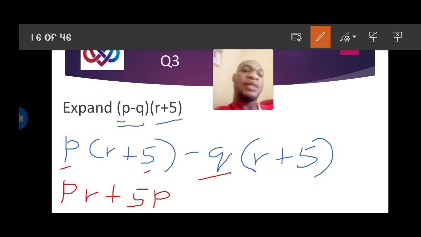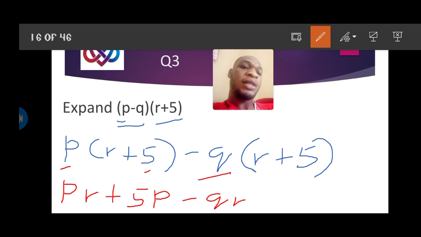Now this minus q, and this is r. So this is a negative number multiplying a positive number, so it's going to be negative. Minus times plus. There's a plus at the back of r; it's just that it's not showing. It's an imaginary plus. So minus times plus is minus. So q times r is qr. So it will be minus qr.